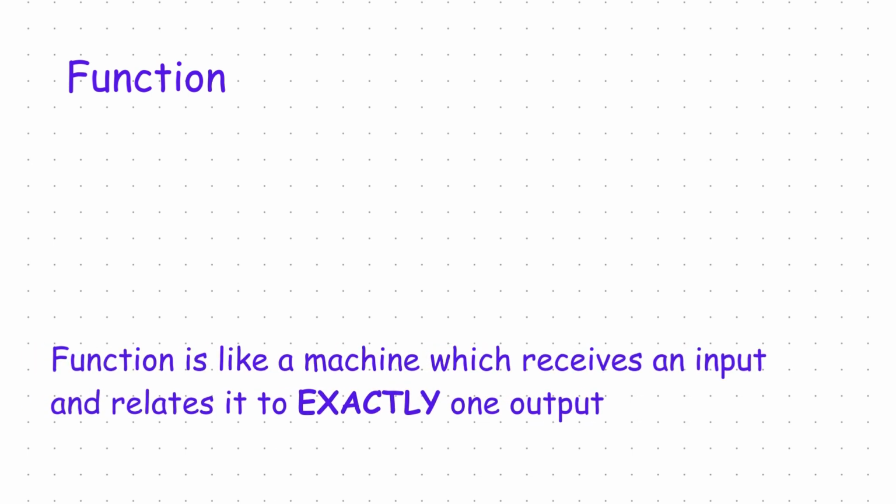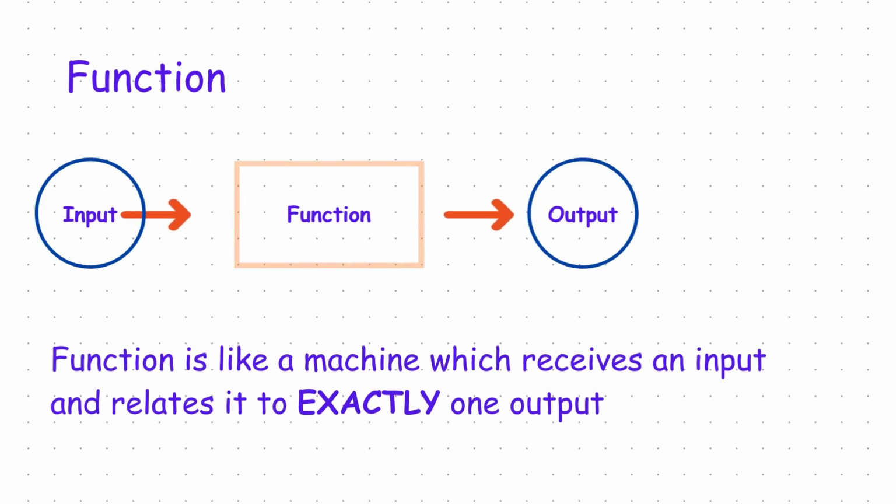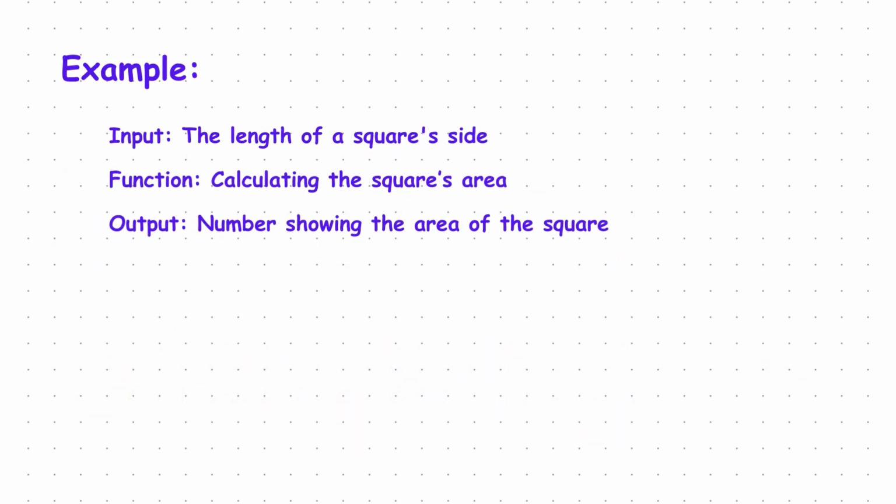Hey everyone, in this video we want to see what a function is in mathematics. A function is simply like a machine which receives an input, does some operation on it, and gives us back a corresponding output. What is really important in this definition is that this machine corresponds each input to exactly one output.